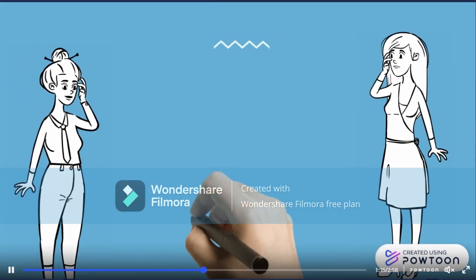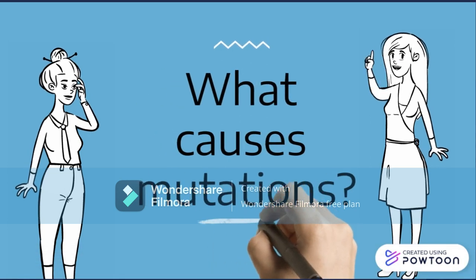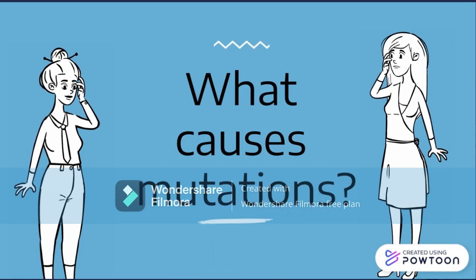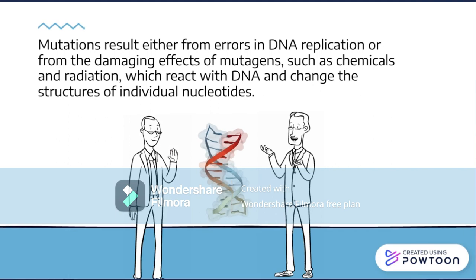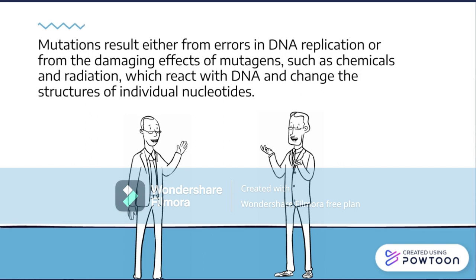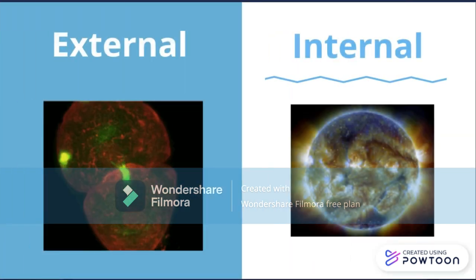Of course, what causes mutations? Mutation results from errors in DNA replication or from the damaging effect of mutagens such as chemicals and radiation, which react with the DNA and change the structures of individual nucleotides. Mutation is caused due to the following reasons.